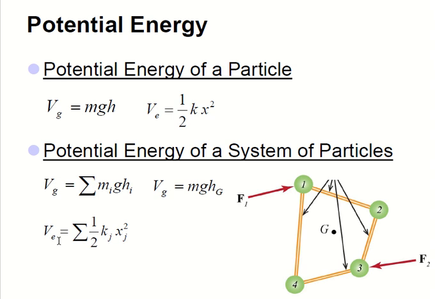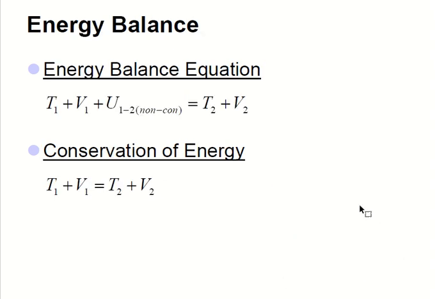And then your elastic potential energy, we will use the same equation, 1/2 k and then x squared. Of course, here we're going to use a vector, which is your j, representing all particles. Energy balance equation: we will use kinetic energy initial, potential energy initial, and the non-conservative forces work, and then final kinetic energy and final potential energy, represented by the 2 here.